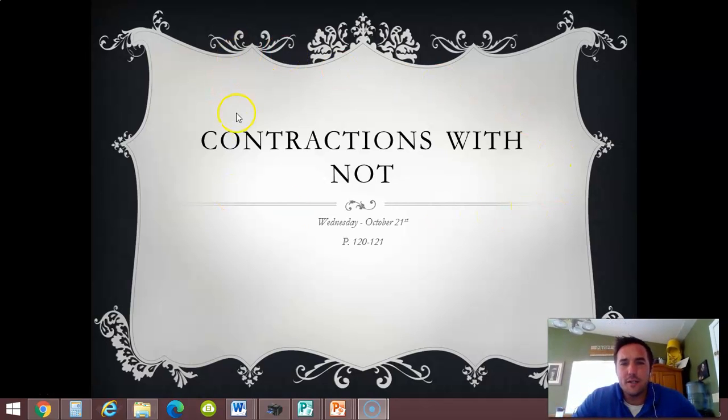Today we're dealing with contractions with not. Page 120, 121. It kind of seems like a weird place to talk about contractions, but here's what's true about contractions. It kind of is where this gets tough, because not is never part of the verb. That's actually what we call an adverb, a negative word. But the contraction is part of the verb phrase. I should say the first part of the contraction, like should and could and would.